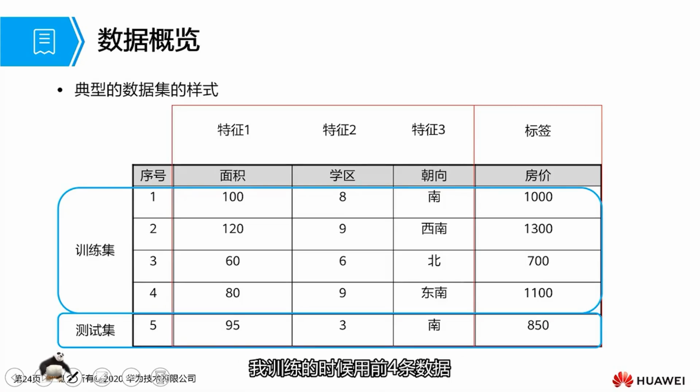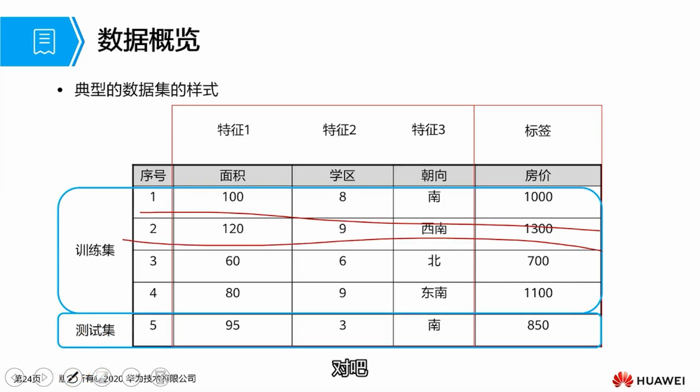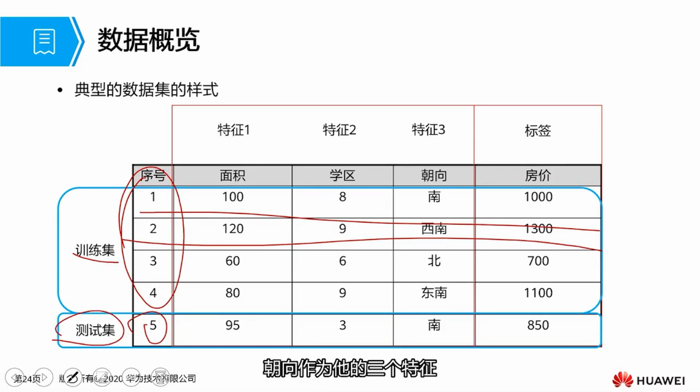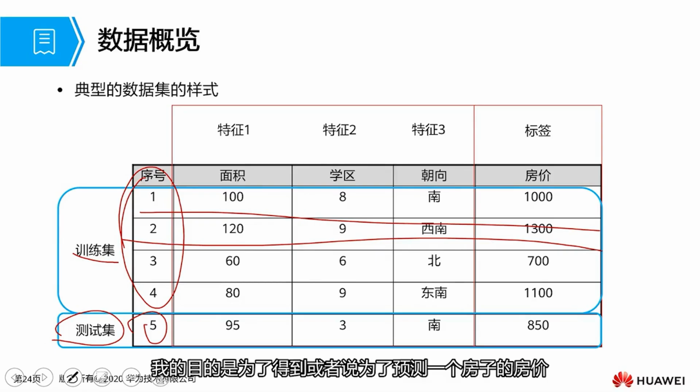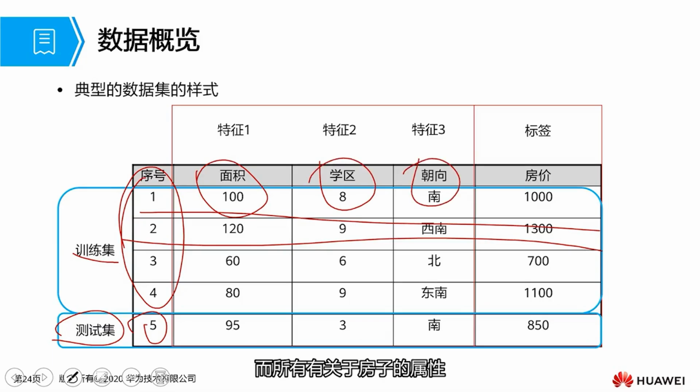No intersection at all. So in this data, it may have area, school district, orientation, and final house price. I might consider area, school district, and orientation as its three features. My goal is to obtain, or rather to predict, the price of a house. So the final price is its label, and all the properties related to this house, such as area, school district, and orientation, serve as its features. This is a data set in its original appearance.